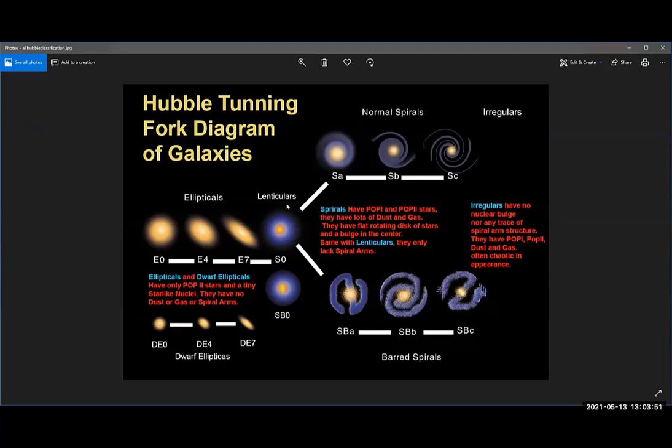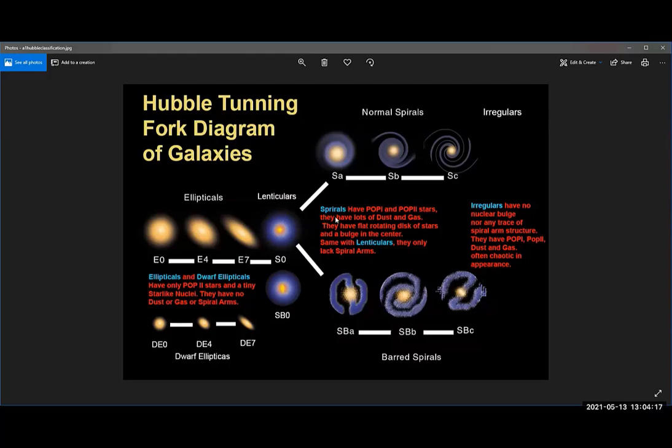Now we have lenticulars. I added this. Lenticular galaxies have two types, S0 and SB0. What does that mean? S0 is a galaxy just like the normal spirals, except it doesn't have spiral arms. It's got everything else, but no spiral arms. SB0s are just like the regular S0s, except they do have a bar in the center. So we call them SB0s.